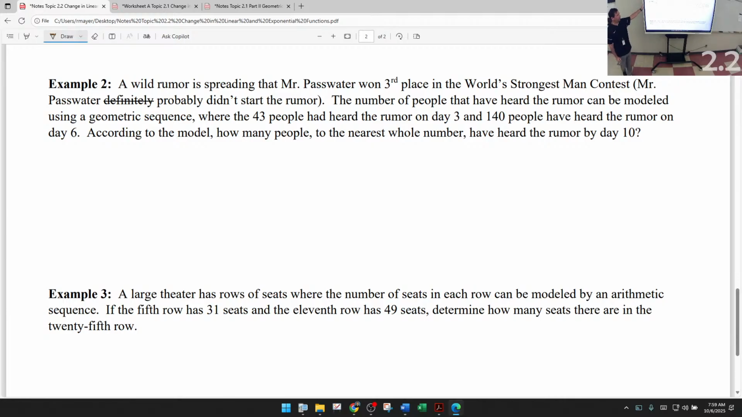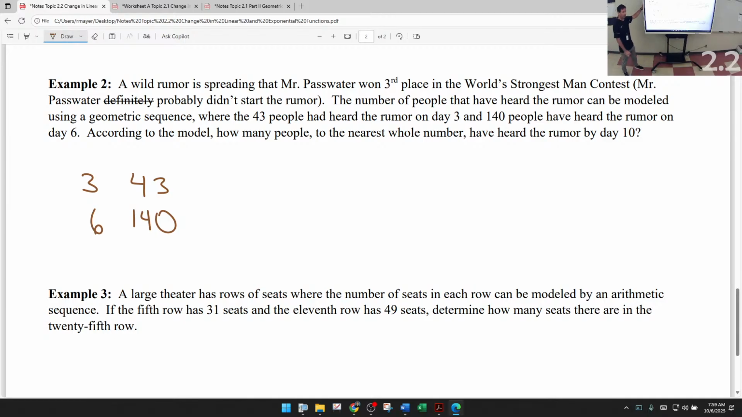The number of people who have heard the rumor can be modeled using a geometric sequence. So we know we are exponentiated. 43 people heard the rumor on day 3. 140 heard it on day 6. According to the model, how many people, to the nearest whole number, heard it by day 10? Well, first I've got to figure out what R is.